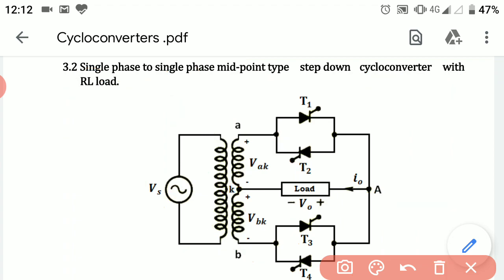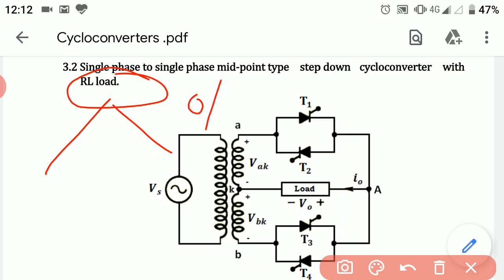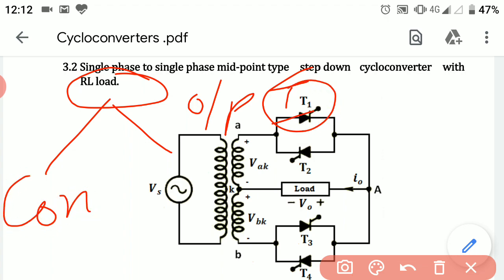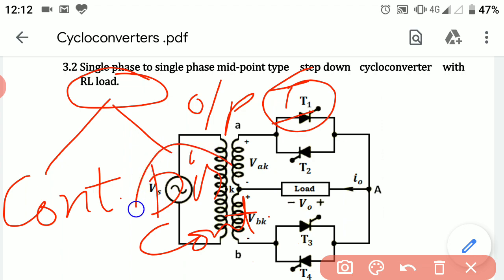The only difference that will arise in RL load is whether the output current is continuous or discontinuous. So in case of RL load, the output current can be continuous or can be discontinuous. If it is discontinuous, we have to make it continuous.